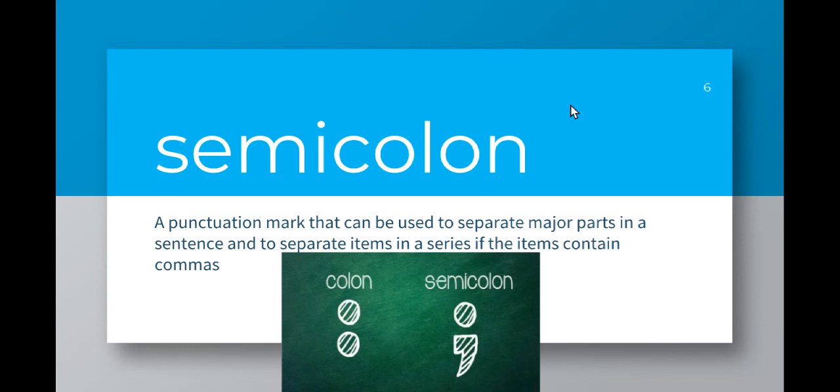Next is semicolon. This is a punctuation mark that can be used to separate major parts in a sentence and to separate items in a series if the items contain commas. So if you see in the picture, you have a colon on the left and a semicolon on the right.